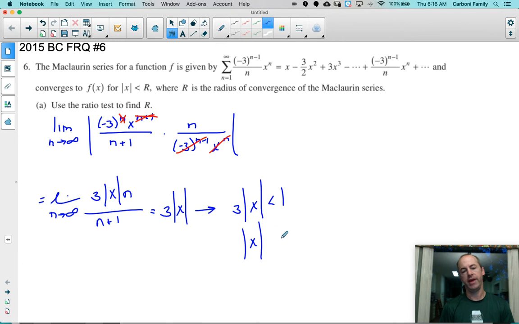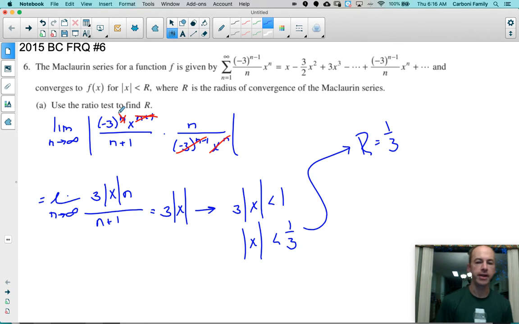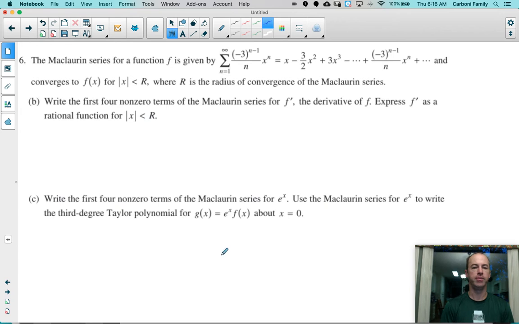We'll solve for the absolute value of x. And when you get the absolute value part by itself, then whatever the absolute value is less than, that number is the radius. So the radius of convergence is 1/3. And you are done with part A. You are not finding the interval, so do not go through the hassle of testing your endpoints.